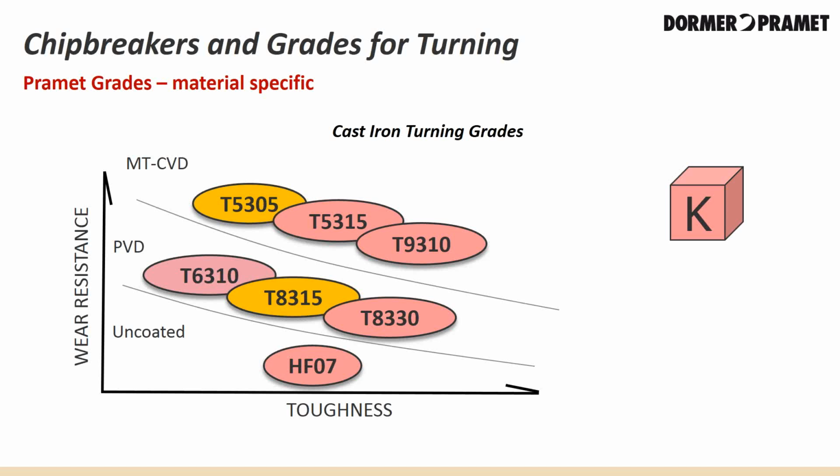In a PVD coated grade, the T8315 is the most wear resistant of the 8300 series, allowing for higher cutting speeds and improved resistance against notch wear. In the uncoated grade, the HF7 grade is for machining of cast iron. An uncoated grade reduces the coefficient of friction on the insert surface, which helps deter adhesive wear.